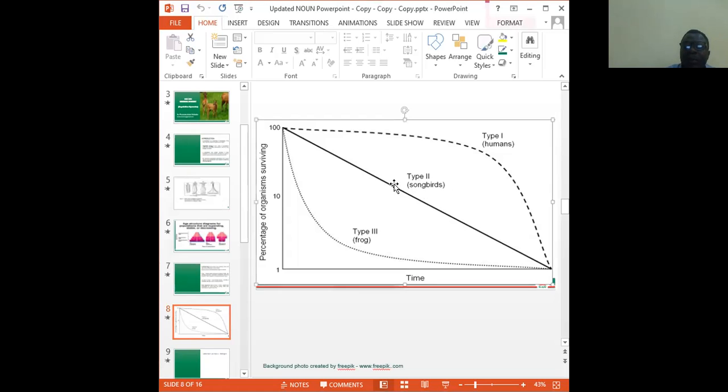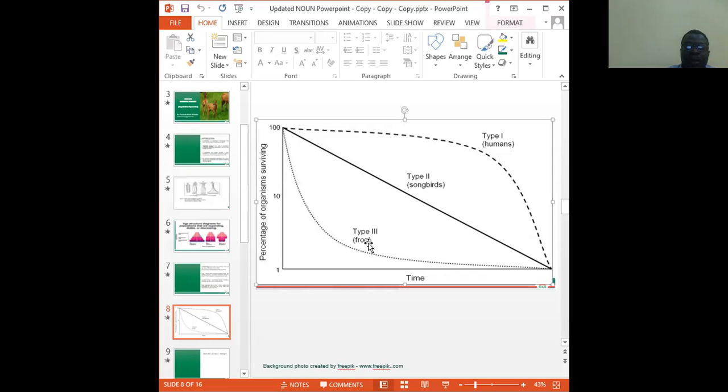Now, frogs, on the other hand, produce a vast number of offspring, but only a few of which live to reproduce. However, once they become established and grow into reproductive adults, their mortality is extremely low. And that falls under the category of type 3 survivorship curve.